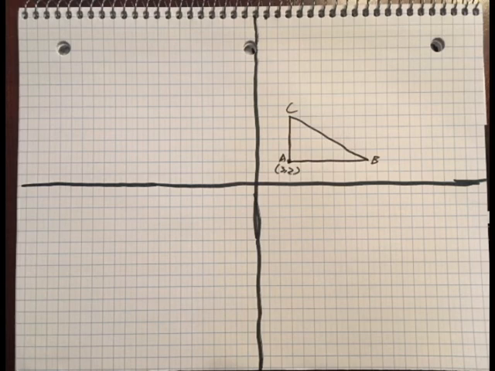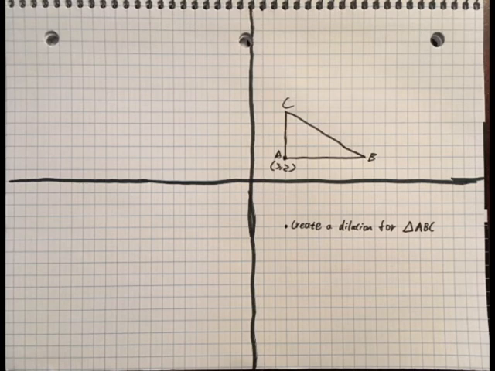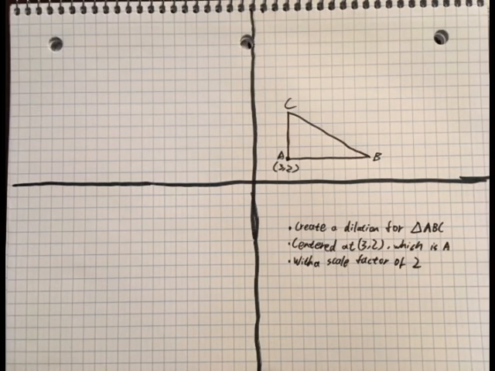We just have to create a dilated image of this triangle here with the center (3, 2) and a scale factor of 2. So first, because this is an easy problem and the center is just a vertex of the triangle, we just have to extend the size of the triangle.